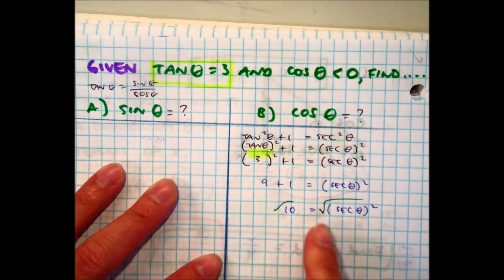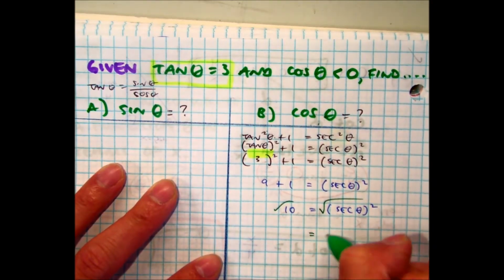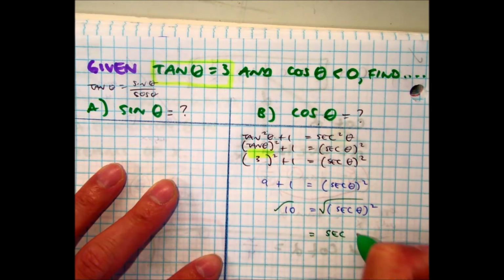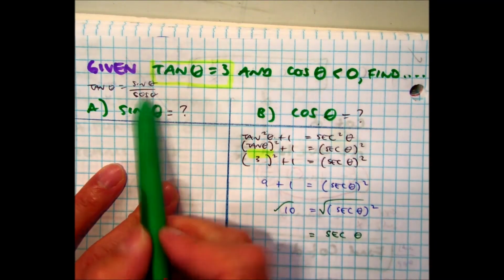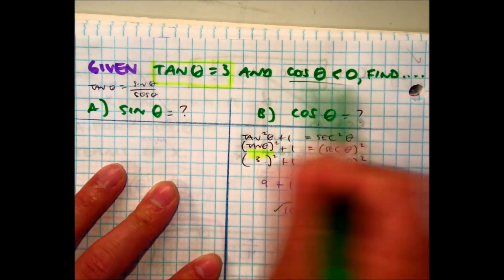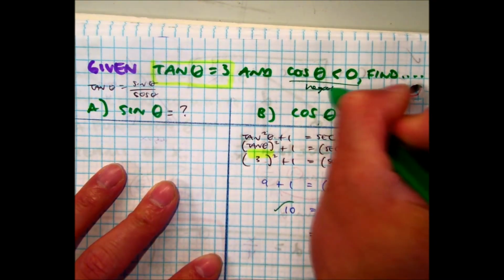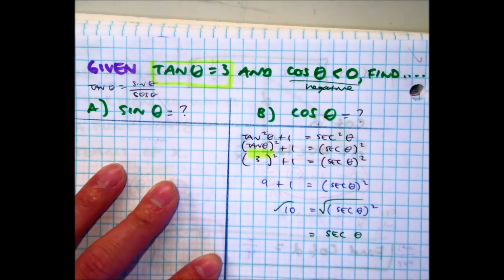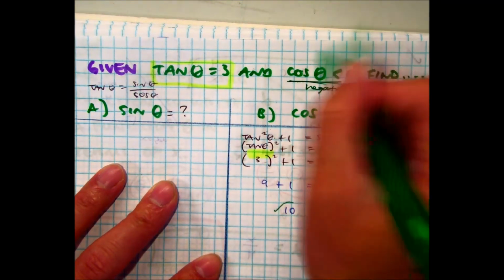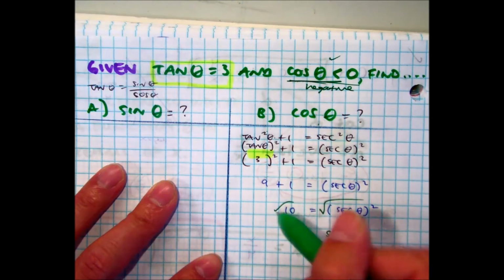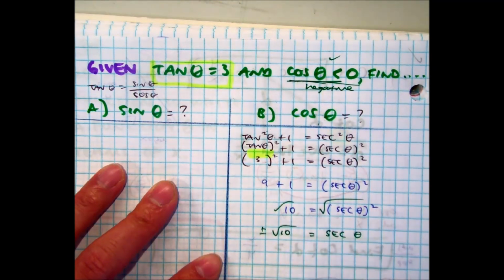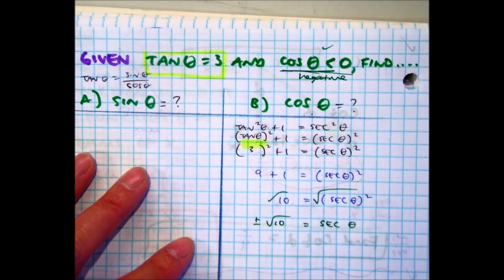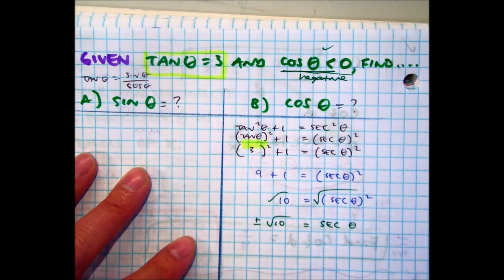Now remember, when you take the square root of an equation, it's both plus or minus, yes? But this is where this comes into play. Cosine here basically means negative. Do you see this? Pay attention. This is a hint which we can use, because I have here plus or minus the square root of 10.